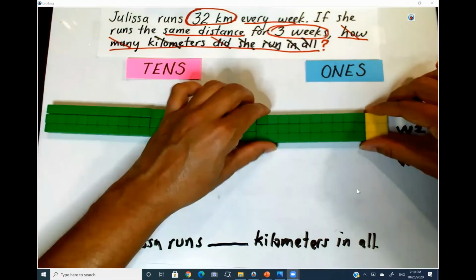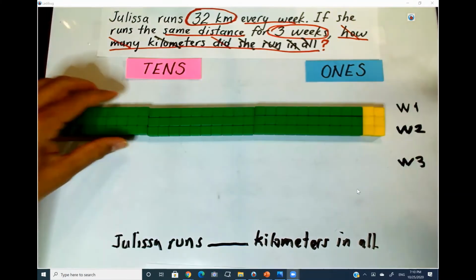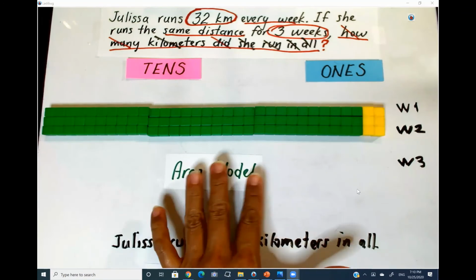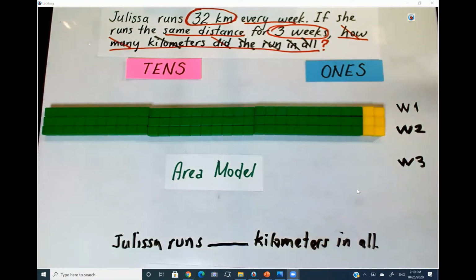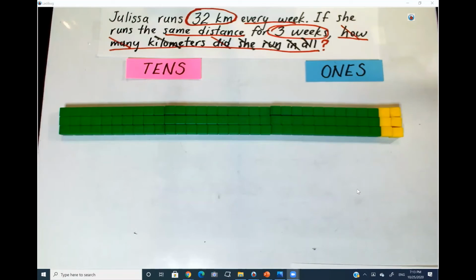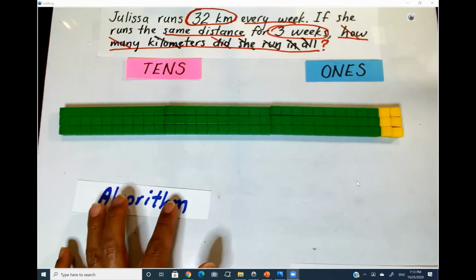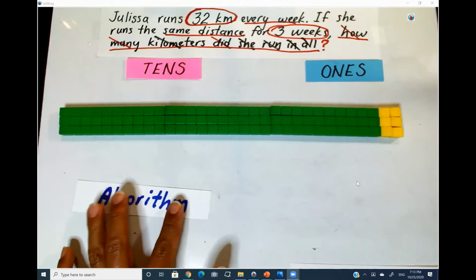And the representation we're doing now, we have seen before. It's what we call the area model. So we're going to be working the area model to find the answer. To solve this problem, we are going to use an algorithm. An algorithm is a set of instructions or steps to solve a problem.